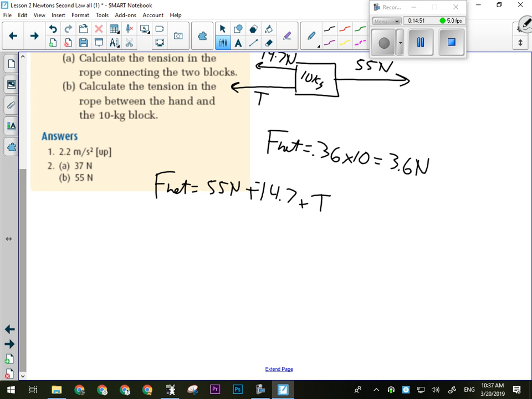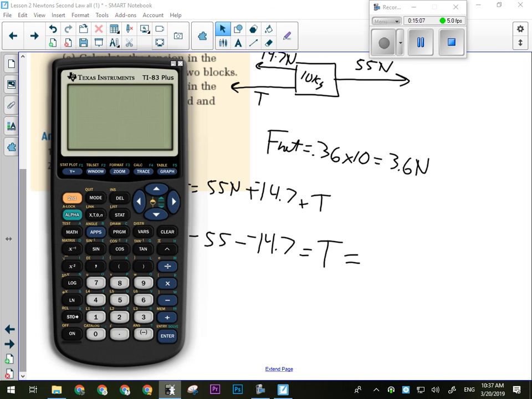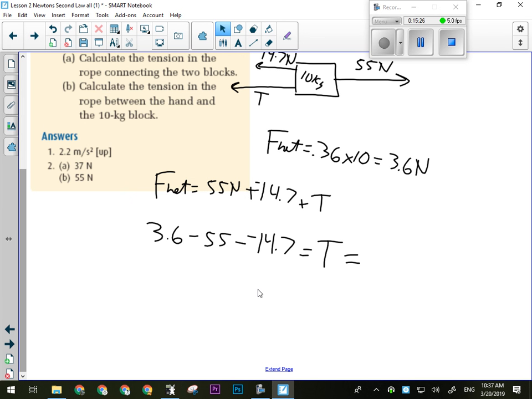I'm going to bring these other ones over, and I'm going to go 3.6 minus 55 minus negative 14.7 equals T. That's isolating that missing force. So we're going to have 3.6 minus 55 minus negative 14.7. Our tension in the rope is 36.7 newtons. Two significant figures, it's 37 newtons backwards.